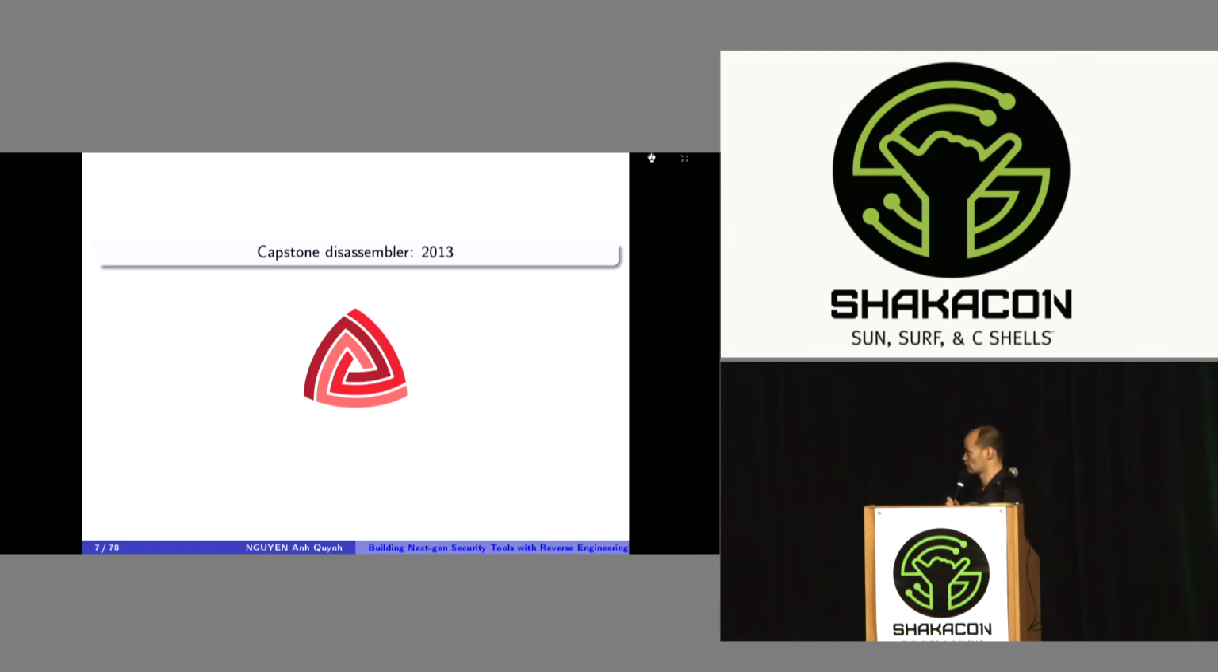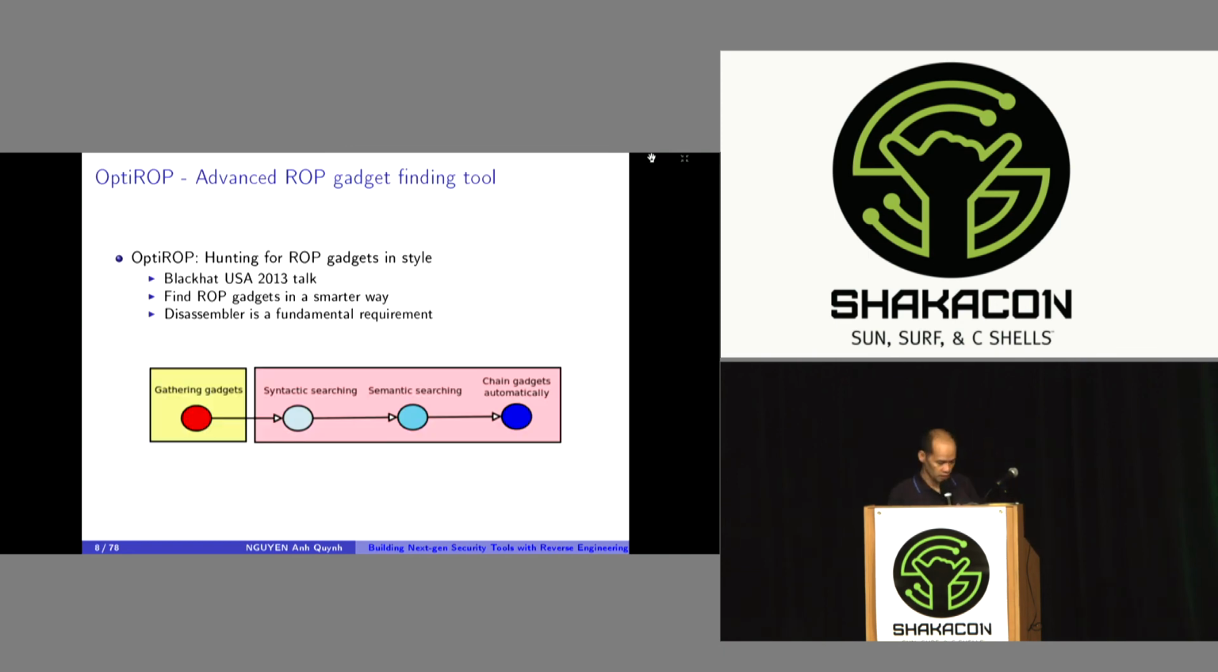Okay, so the first one, Keystone Disabler, started in 2013. That started because in that year I had a talk at Black Hat USA and presented one ROP gadget tool, which is an advanced tool for exploit writers to find ROP gadgets in a smarter way. This tool has a few steps, but the first very important step is to collect all the gadgets given the binary. You get out all the gadgets in assembly.